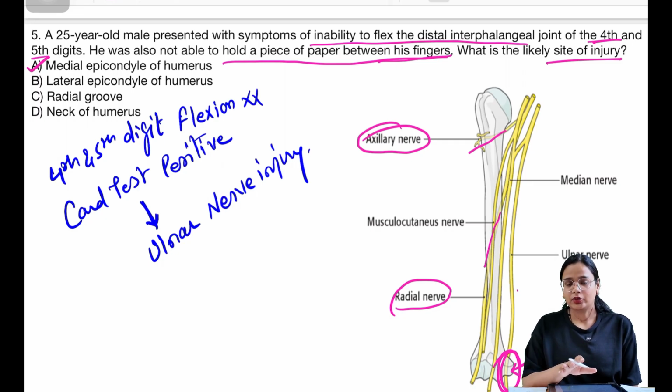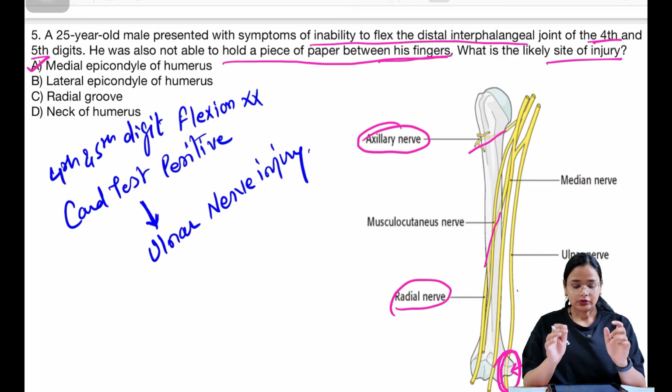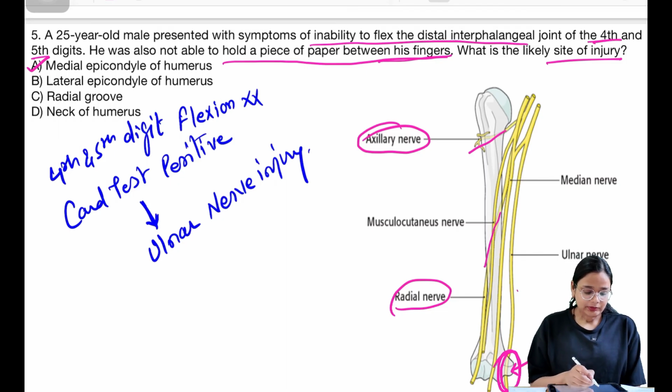and thenar muscles. Okay, so all the muscles of hand are supplied by ulnar nerve except first and 2 lumbricals and thenar muscles. Okay, so that's why the correct answer here will be medial epicondyle.